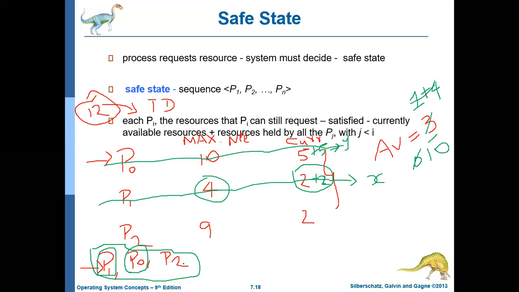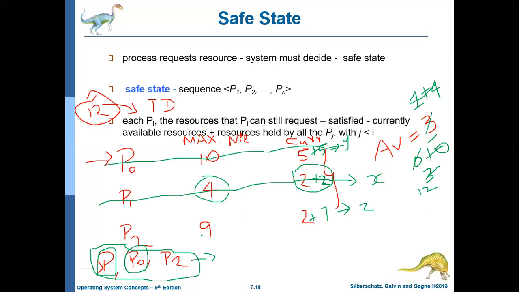At last you give to P2. The remaining 7 tape drives go to P2, and if you give 7, 3 will remain. So 2 plus 2 plus 7 is 9. Now P2 has got all its tape drives, and it may execute for another Z amount of time, and after that it completes. Once it completes, it also releases all its tape drives, so the available resources become 12. So this is a safe sequence here.